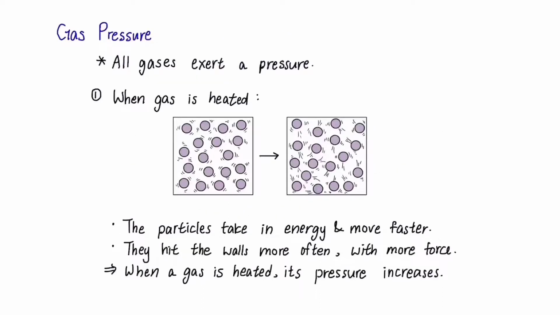We've come to the final part of our lesson, gas pressure. All gases exert pressure as they are constantly bumping into one another. Let's see what happens to this pressure when temperature is increased. When gas is heated, the particles will take in more energy and move faster and faster. There will be more collisions, causing the pressure to increase.